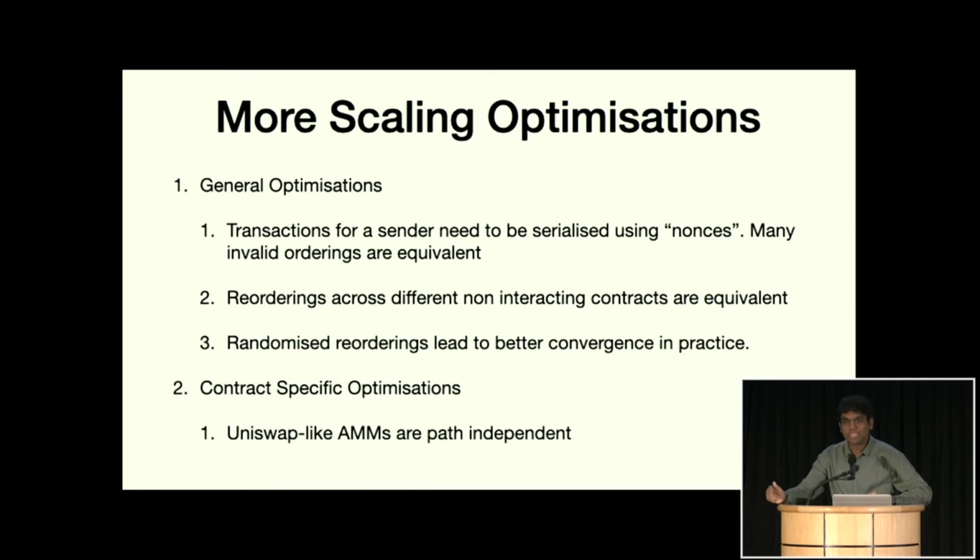And third, in practice, we observe that if you randomize your exploration of these reorderings, it actually gives you much better convergence, or much better speedup, in finding higher and higher values of MEV. And for Uniswap-like AMMs, it's generally known that reordering these transactions gives you the same final state. That means it's actually path independent, so you don't really need to explore all the reorderings.